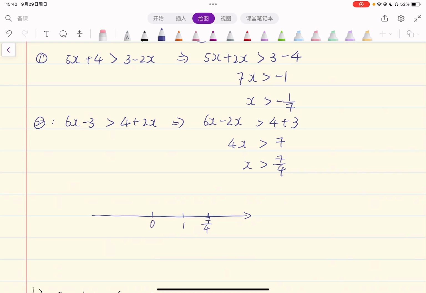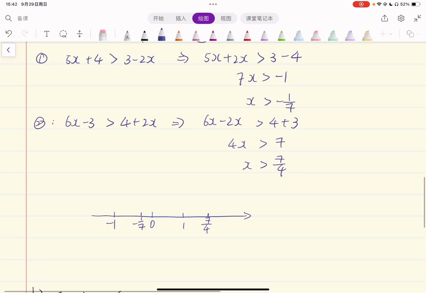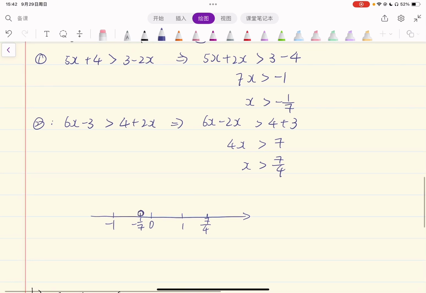And we have minus 1 over here, and minus 1 over 7 is less than that, and close to 0. So probably here. And we have x greater than minus 1 over 7. So we have an empty dot, and greater than on the right-hand side of that. And the second one is x greater than 7 over 4.